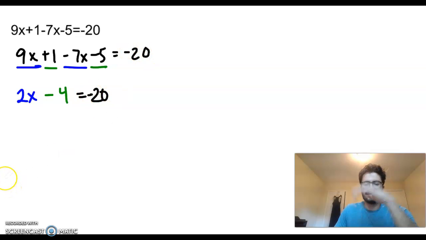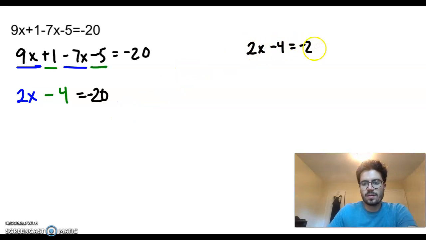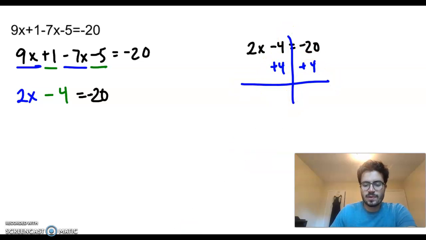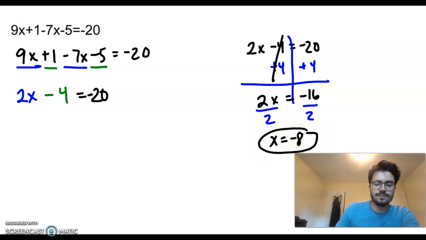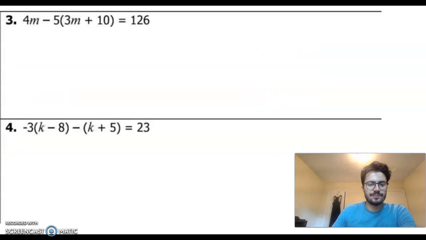And I'm going to bring the negative 20 down. So I've cleaned it up now. Now I just have to solve it. Let me rewrite it here. I'm going to add 4 to both sides. It's negative 20 plus 4 is negative 16. And then I have the 2x. And now I just have to divide by 2. I get x equals negative 8. There we go. Let's solve a few more.